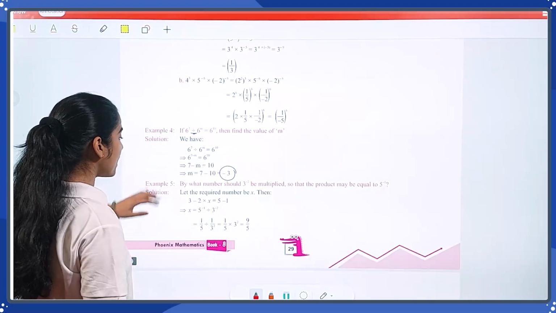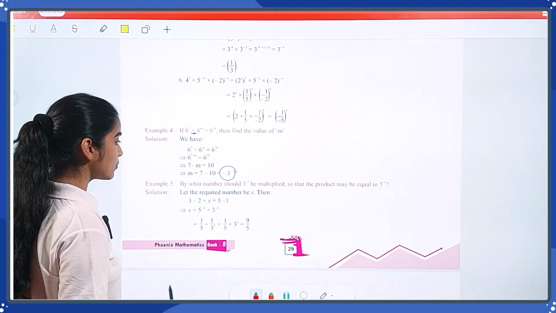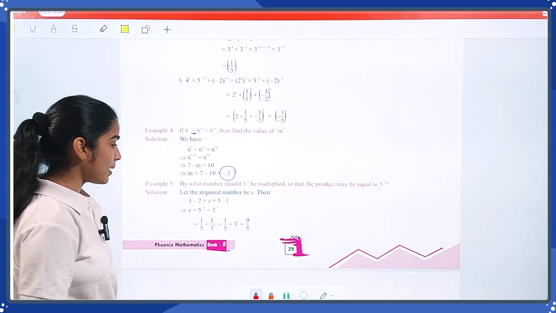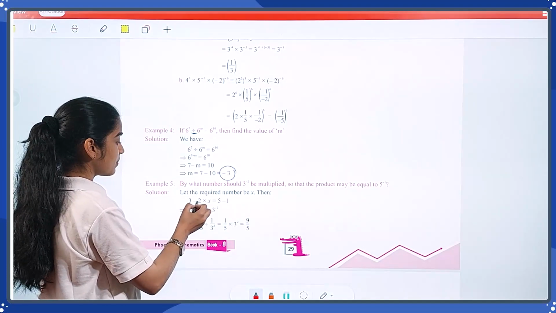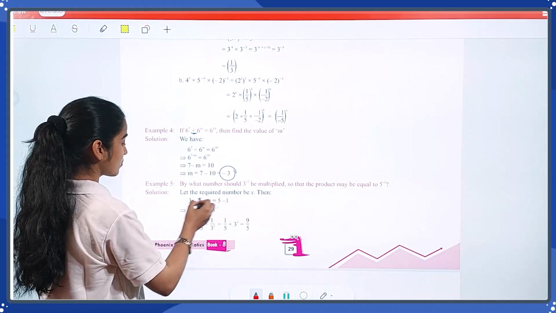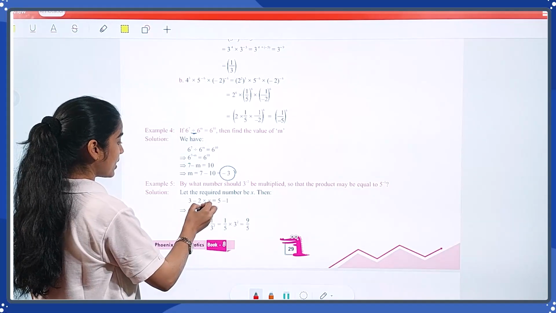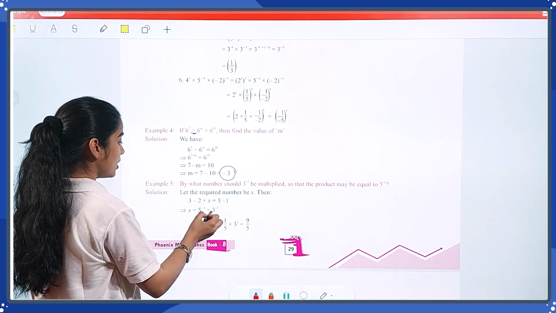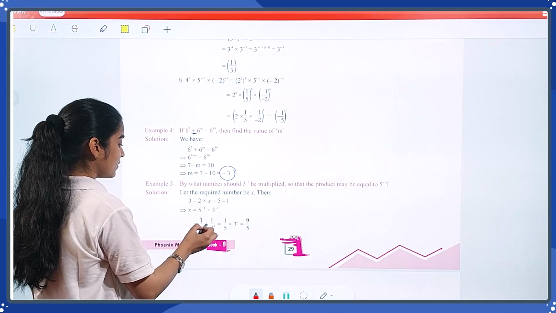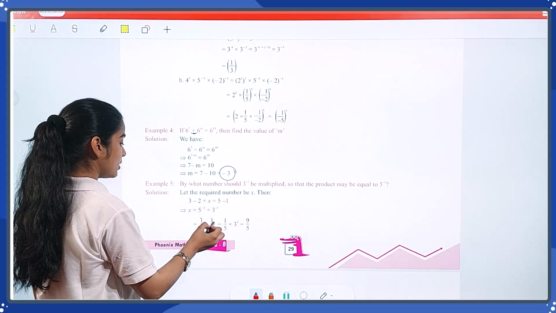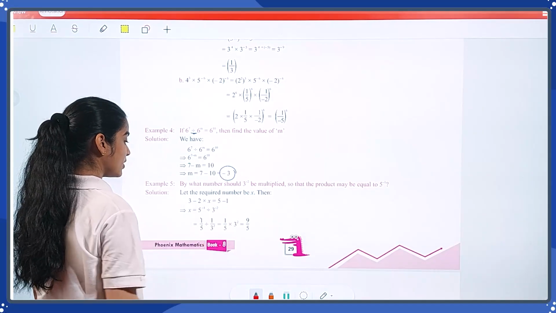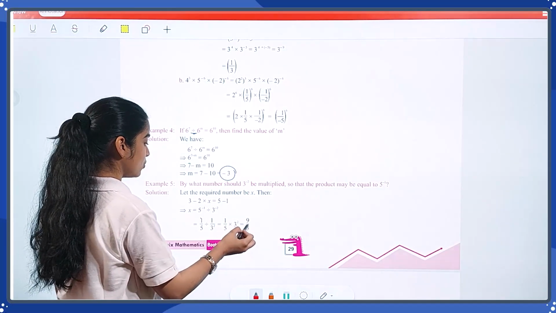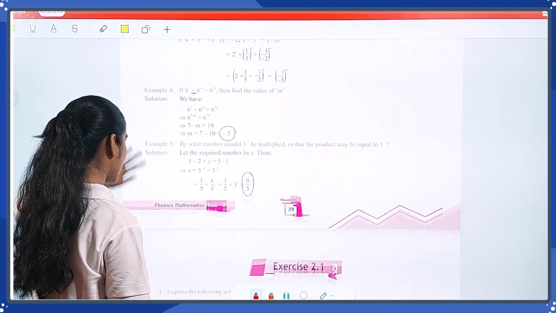By what number should 3 raised to the power minus 2 be multiplied so that the product may be equal to 5 raised to the power minus 1? Let the required number be x. So 3 raised to the power minus 2 multiplied by x is equal to 5 raised to the power minus 1, which means x is 5 to the power minus 1 divided by 3 to the power minus 2, that is 1 by 5 divided by 1 by 3 to the power 2. When you solve it, you will get 1 by 5 multiplied by 3 to the power 2, which means 9 by 5 is your end result.